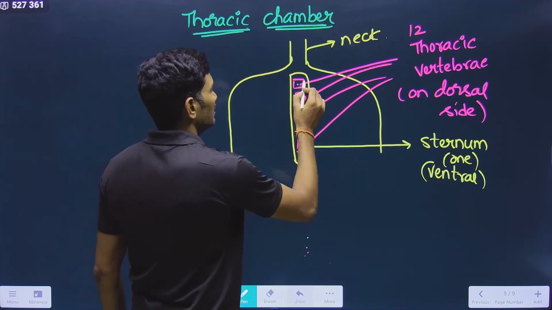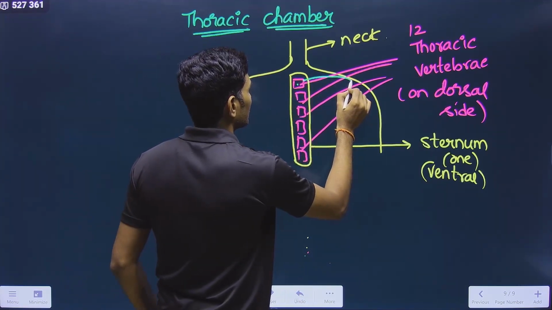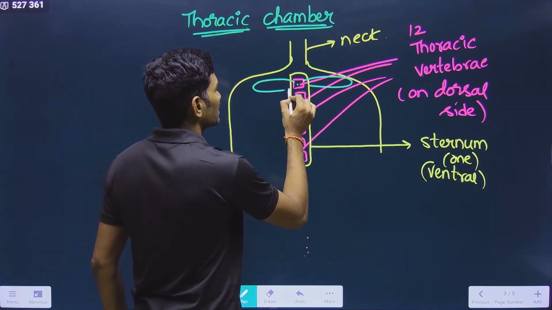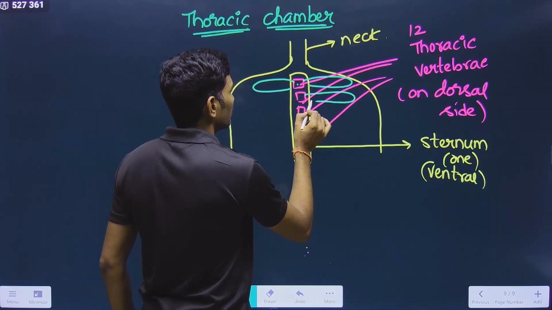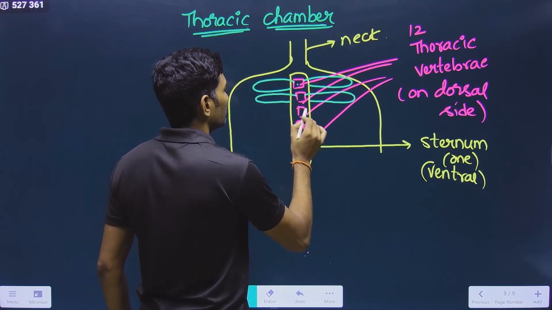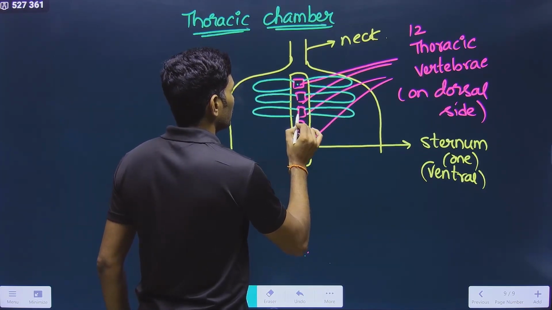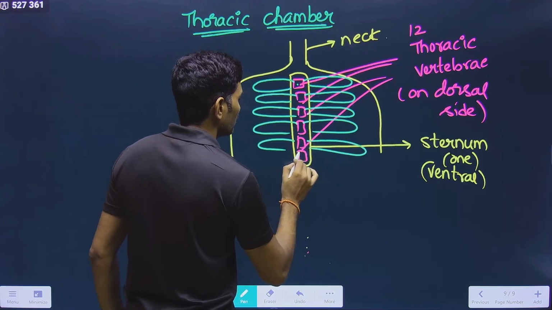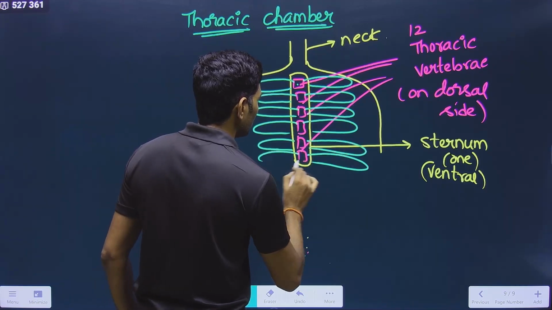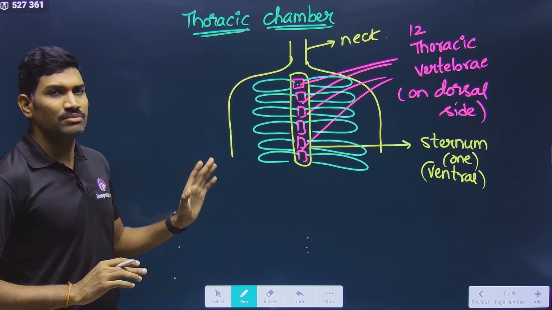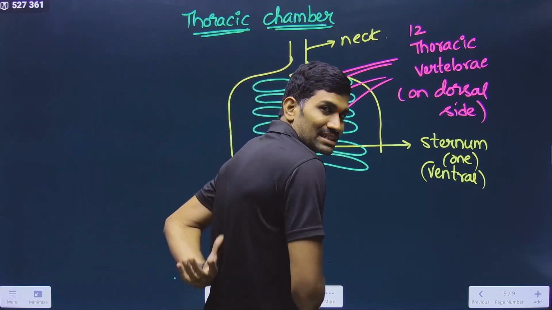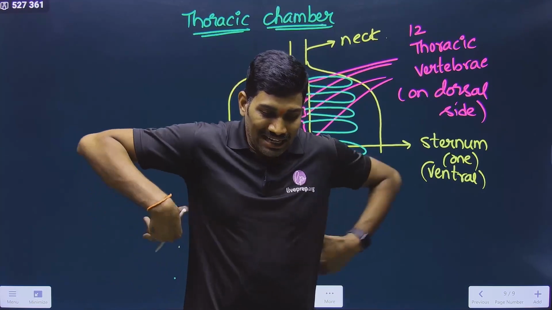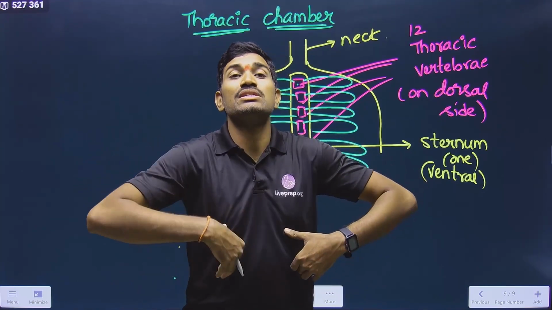Now let us see once again. These ribs are connected from the back side. Now again they are connected with the sternum. This rib is connected with the sternum, this rib is also connected with the sternum, and this rib too. So in this way we are drawing this rough diagram. Please observe carefully here. In this way they are connected with the sternum. So on the dorsal side, vertebrae are present. On the ventral side, sternum is present. On the lateral sides, what are present? Ribs are present.